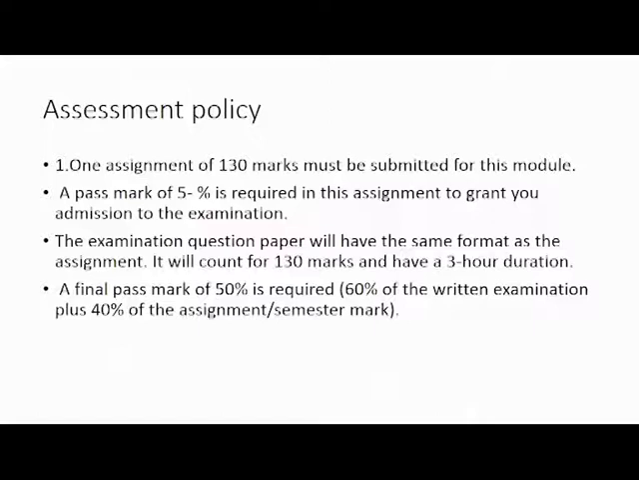The assessment for this module will be one assignment of 150 marks, which must be submitted for this module. A pass mark of 50% is required in this assignment to grant you admission to the examination. The examination question paper will have the same format as the assignment. It will count for 150 marks and have a 3-hour duration. A final pass mark of 50% is required, which comprises 60% of the written examination plus 40% of the assignment or semester mark.